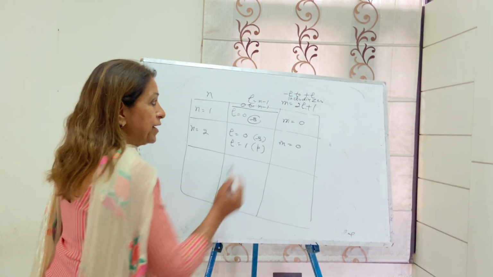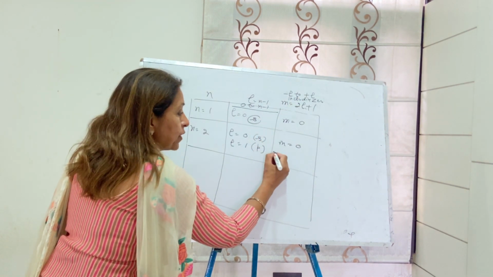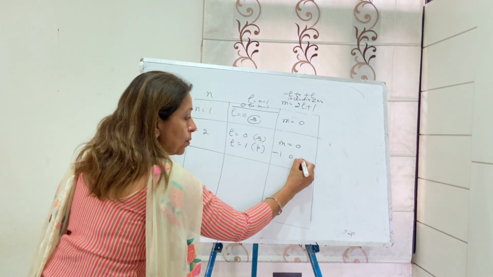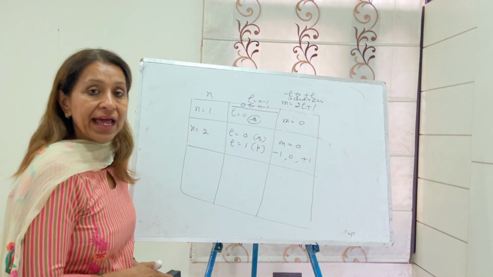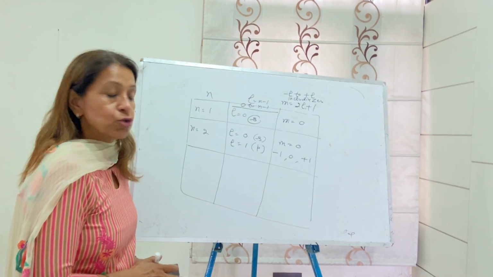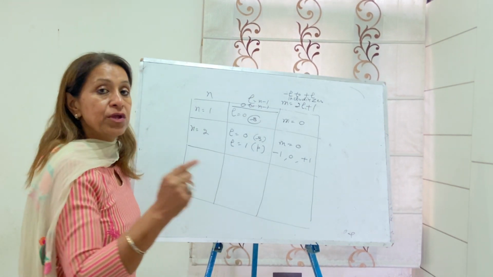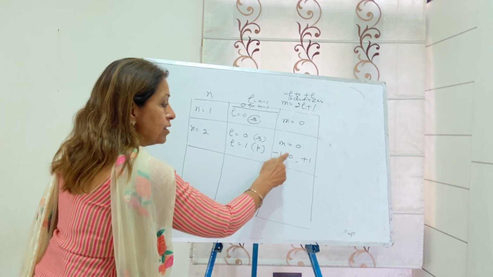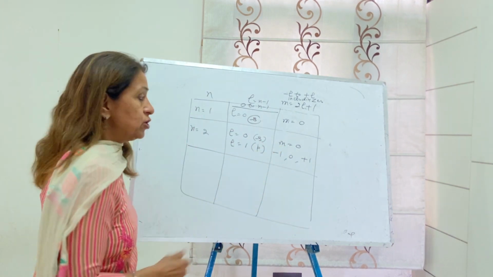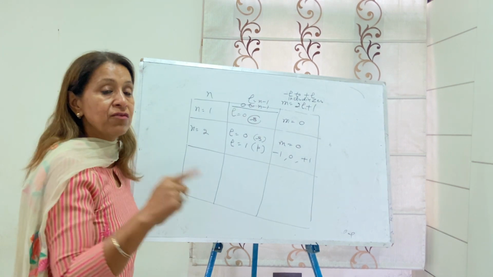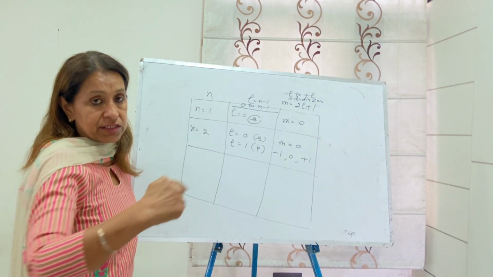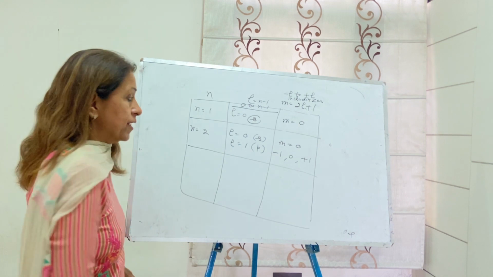Okay, so I'm writing minus L to plus L: minus 1, 0, plus 1, with commas in between. Minus L to plus L, including 0. Minus 1, 0, plus 1 are three orientations. The electron will revolve around the nucleus in three ways. I think you remember, it's the x-axis, y-axis and z-axis.